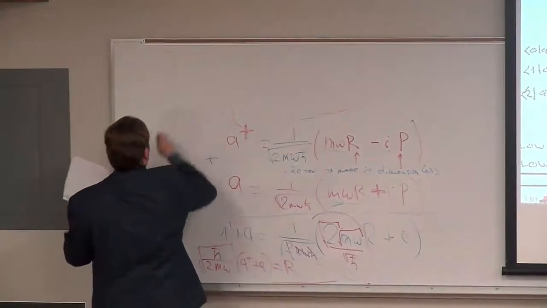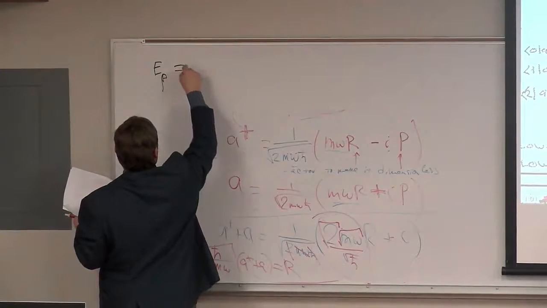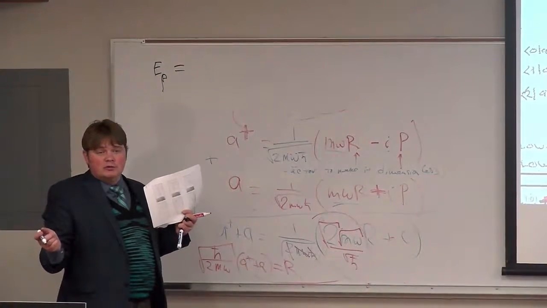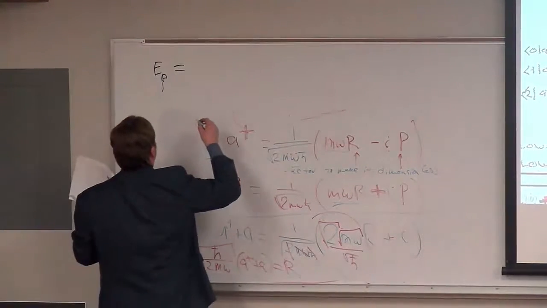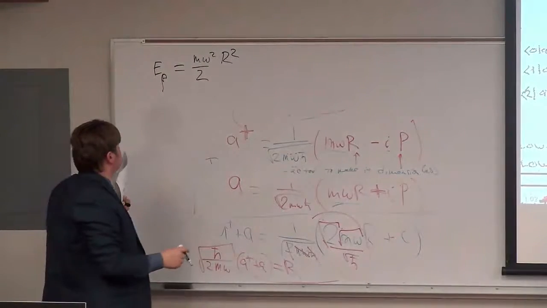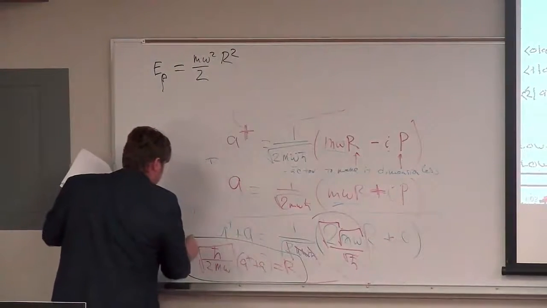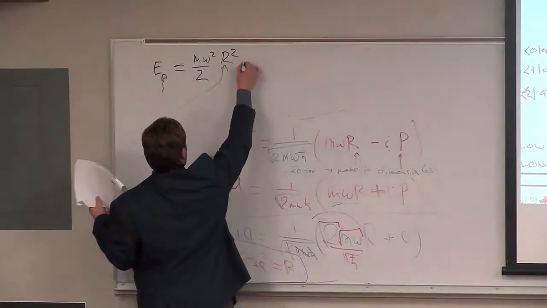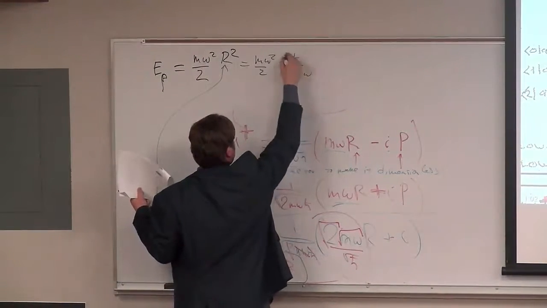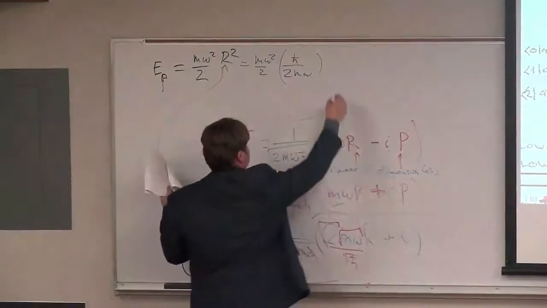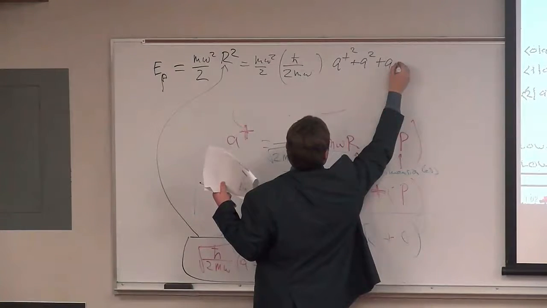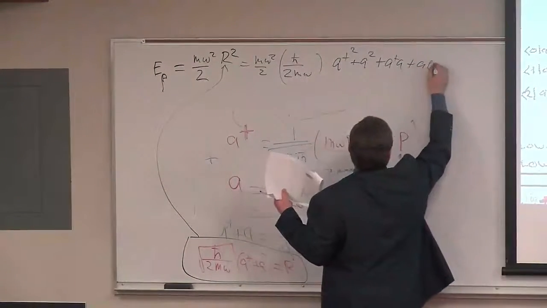So potential energy, how do we formulate it? It's position squared with some coefficients, right? Good. So we just plug in this answer for position into this definition of potential energy. So h bar to omega. Now we do not have square root because we are taking square, and here we have a dagger square plus a square plus a dagger a plus a dagger.